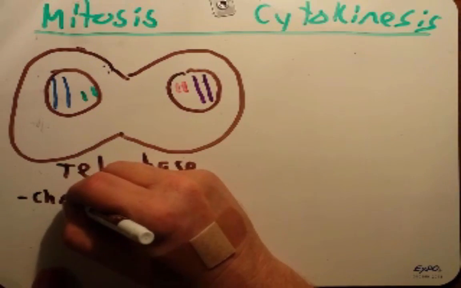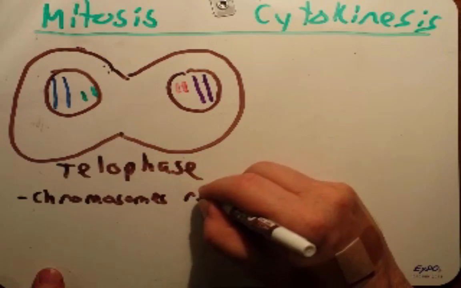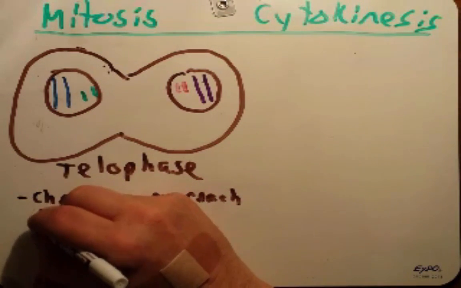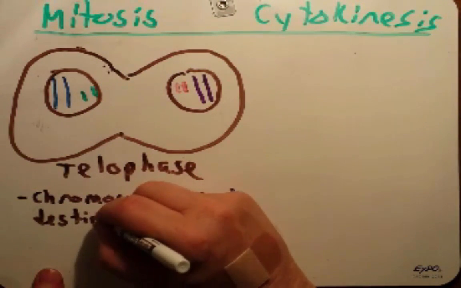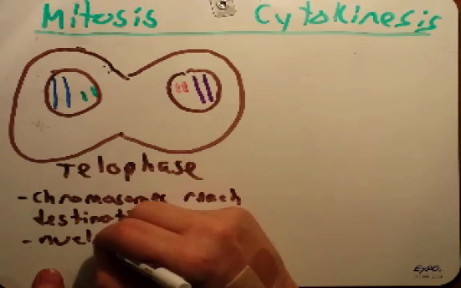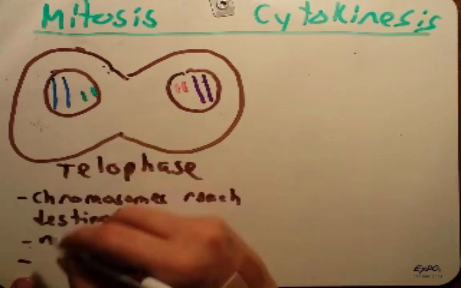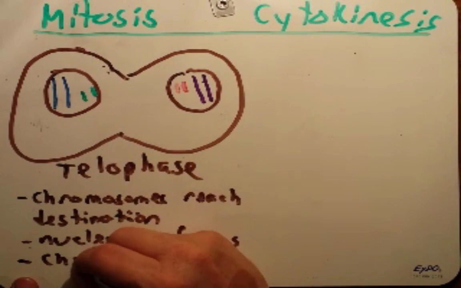So chromosomes reach their destination. The nucleus reforms, and the chromosomes now decondense.